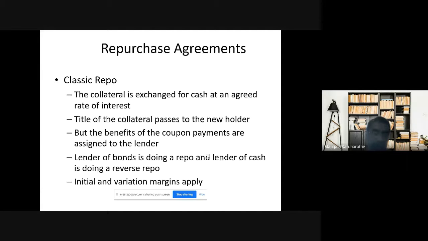But if you transfer the security outside, that outside person will be getting the coupon, so we would need to tell them to give us the coupon. So to avoid that, when we lend bonds, or rather when we transfer securities, we transfer a security which has no recent coupon, right?